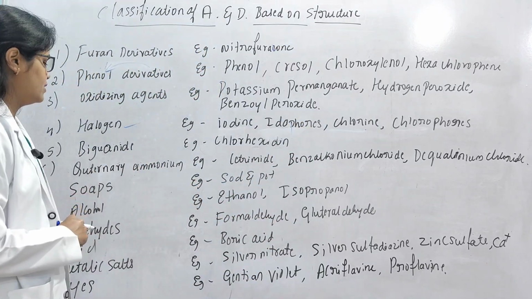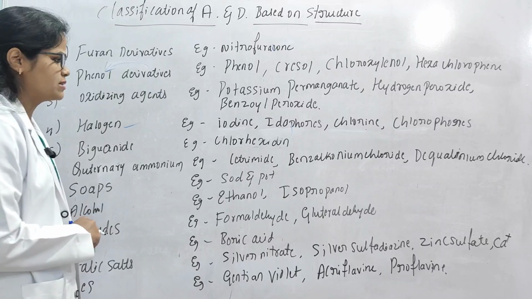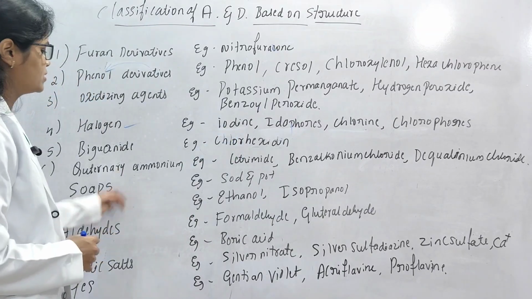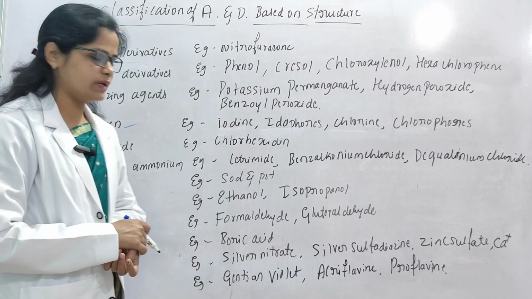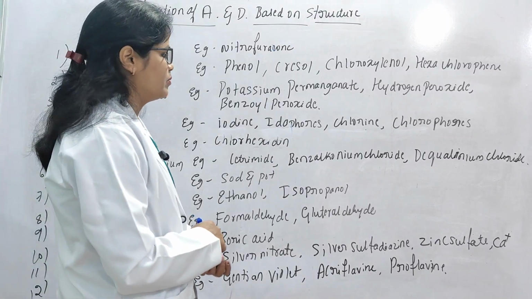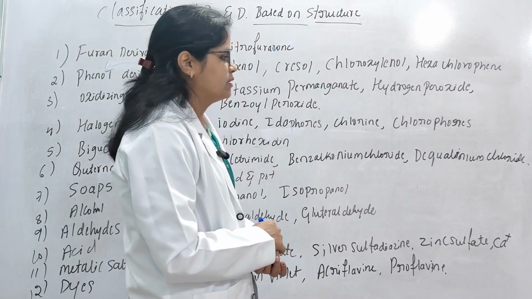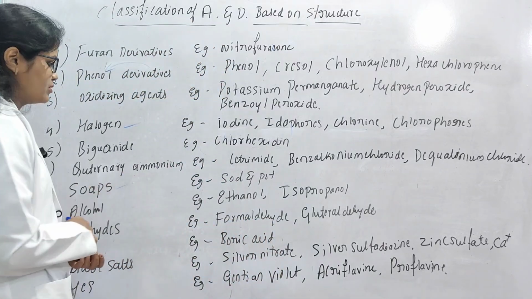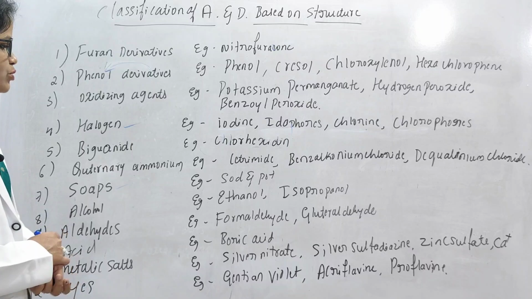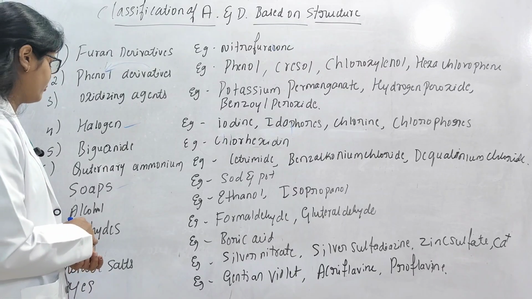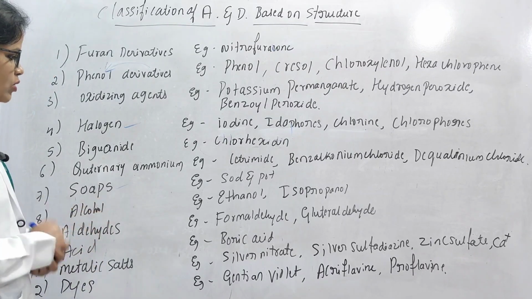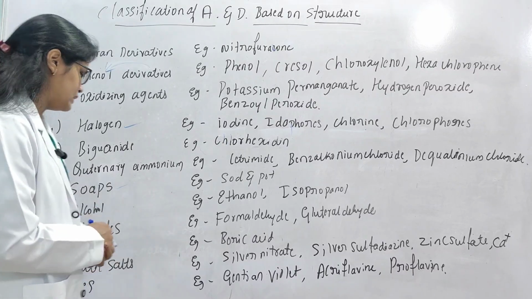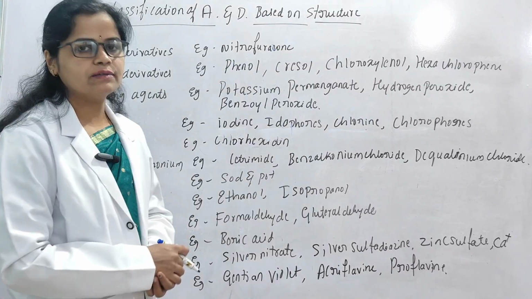And next classification is biguanides. Example for biguanides is chlorhexidine. And next quaternary ammonium. Examples for quaternary ammonium are cetrimide, benzalkonium chloride and dequalinium chloride. And next, examples for the soaps are soap and potassium soap. Examples for the alcohol derivatives are ethanol and isopropanol. Examples for aldehydes are formaldehyde and glutaraldehyde.